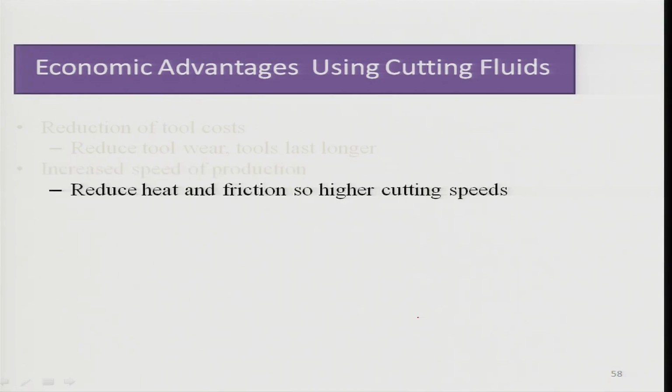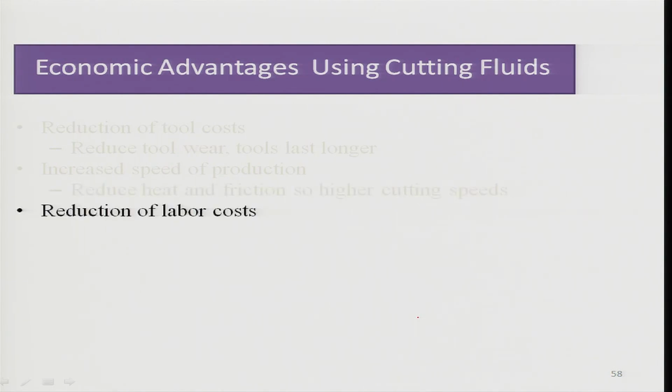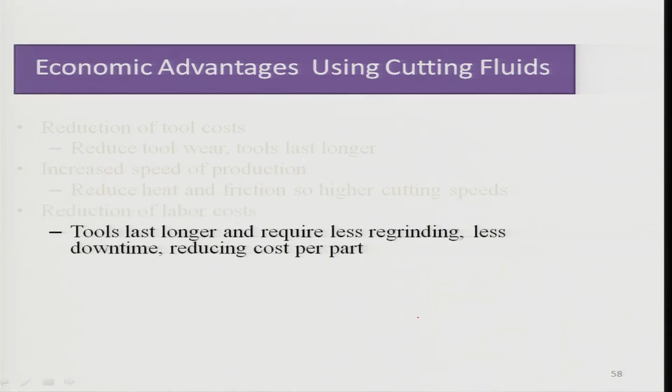So there are many advantages, particularly economic advantages, of using cutting fluids. One is the reduction of the tool cost, another is the increased speed of production. Again, with reduced heat and friction, higher cutting speeds can be obtained, and probably maximum production rate conditions could be arrived at. Obviously there is a reduction in labor cost. If you have a more uniform surface finish, then finishing costs come down drastically. Tools may be able to last longer and may require less regrinding or less downtime, or reduced cost per part.